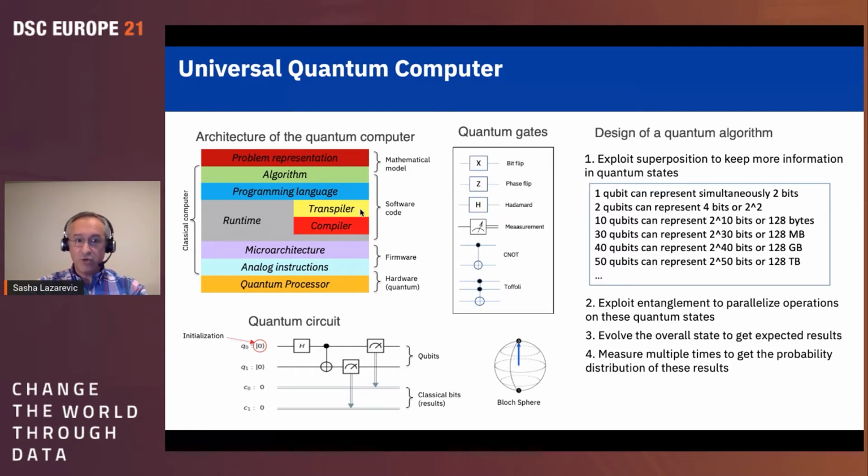This transpiler optimizes the code and prepares it to run on the underlying hardware, because the topologies can be different, or the underlying hardware can be different. Then there is a compiler. It compiles your code into assembler, microarchitecture, and in the end, it is converted into analog instructions that will be executed on this quantum processor. So you see that all these layers run on a classical computer, and only the last one is the quantum processor, or the qubits, as we call them.